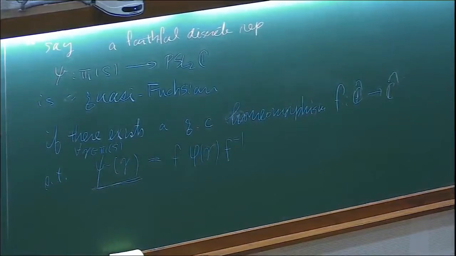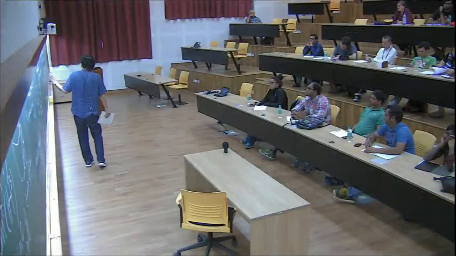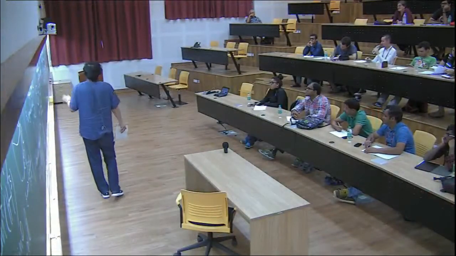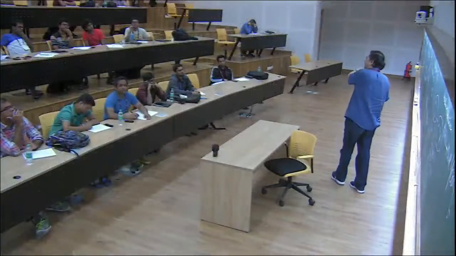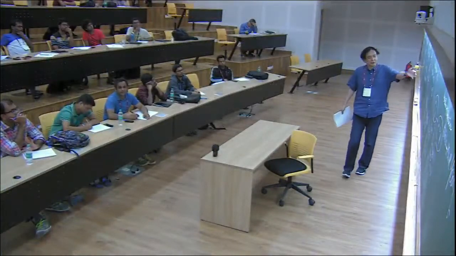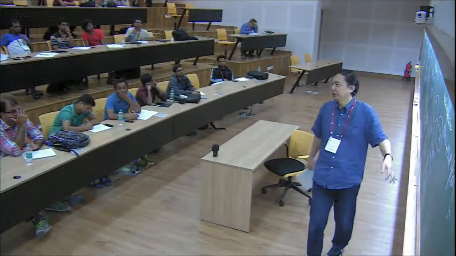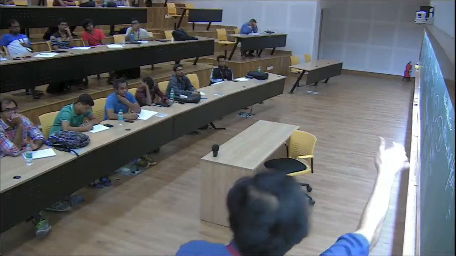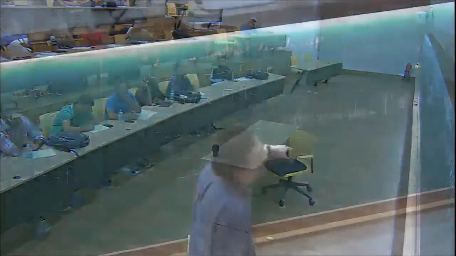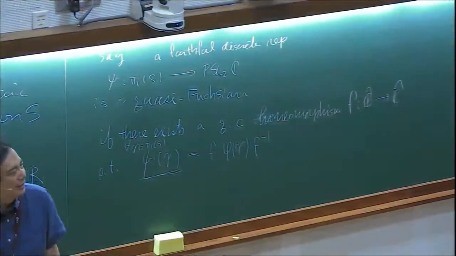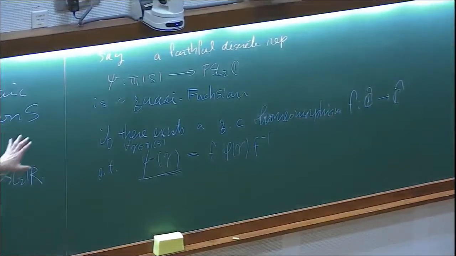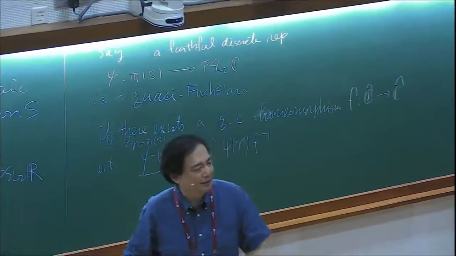I should note that this definition doesn't depend on the choice of phi here, because of Teichmüller theory. If you have two Fuchsian representations, then one is obtained from the other by some quasi-conformal deformation, and you can just extend it to the Riemann sphere. So one Fuchsian representation is obtained from the other by quasi-conformal deformation. So this definition doesn't depend on the choice of phi.